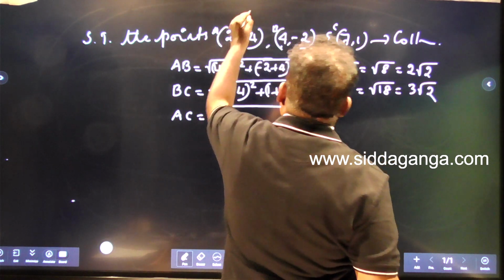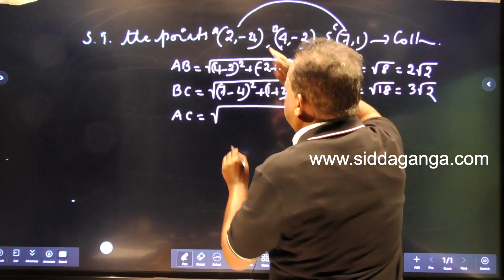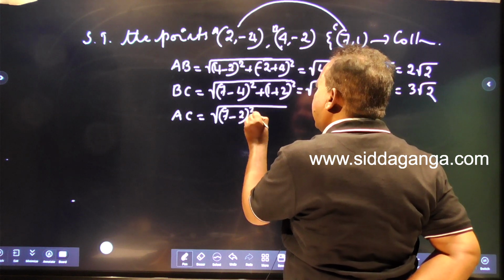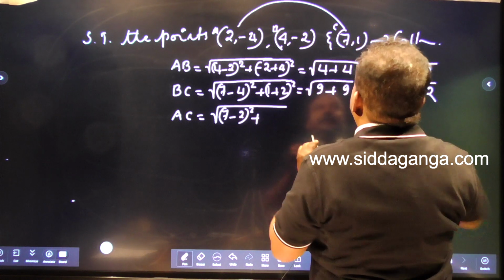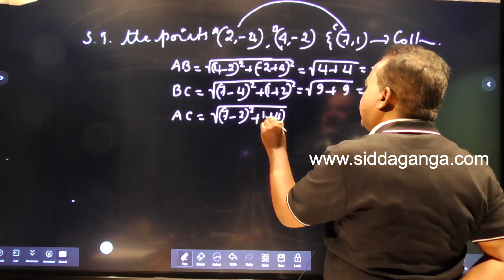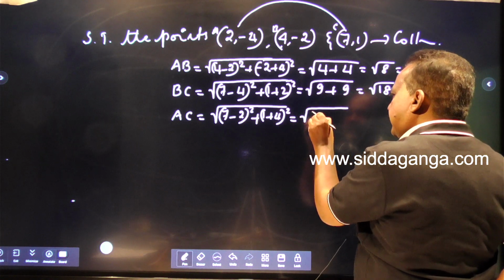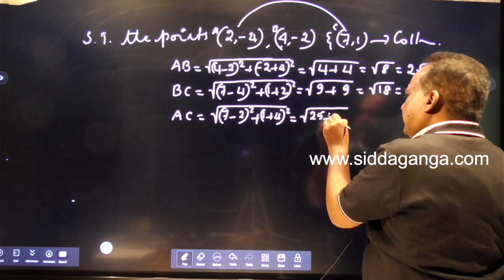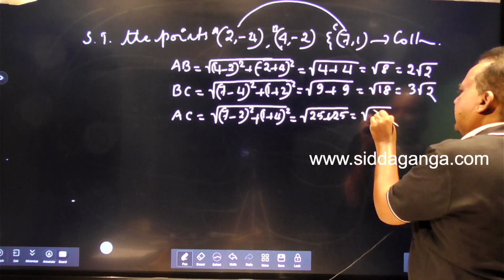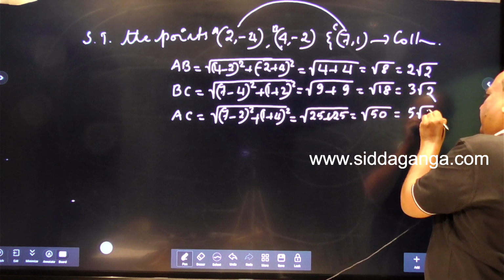So first point and the last point. x2 minus x1, square root of 7 minus 2 whole square plus y2 minus y1, 1 minus of minus 4, plus 4 whole square. 7 minus 2 is 5 square is 25. 1 plus 4 is 5 square is 25. 25 plus 25 is root 50. That root 50 is written as 5 root 2.